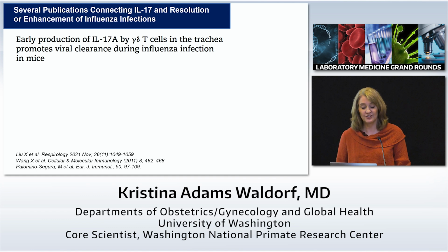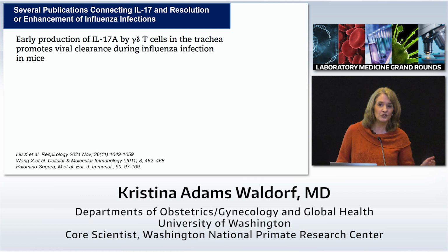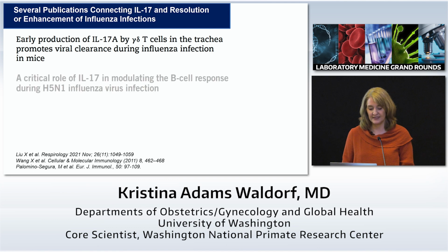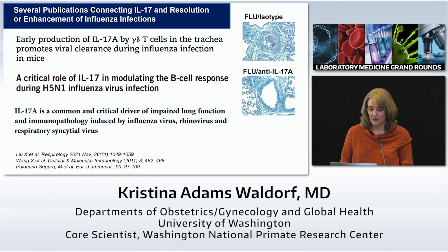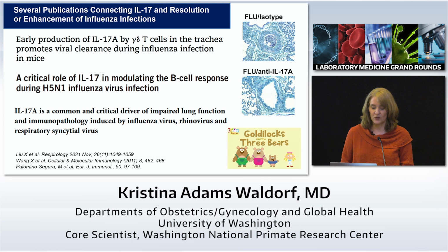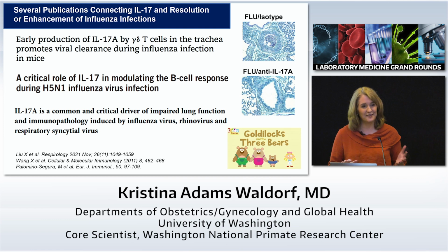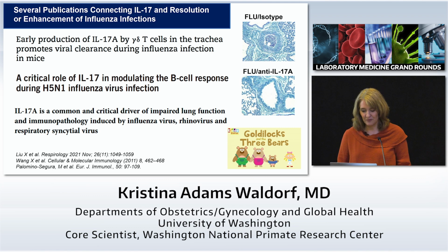So one of the first cells that we got interested in were cell types that express IL-17. And several publications had connected IL-17 in either resolution or enhancement of influenza infections. So if you have too much or too little, that can be a problem. So early production of IL-17 by gamma delta T cells promotes viral clearance, really important. If you don't have that, you can get a prolonged disease course. Also critical for the B cell response. However, if you have too much production of IL-17, it can induce immunopathology. So it's kind of like the Goldilocks hypothesis. You have to have just enough, not too little, and not too much.